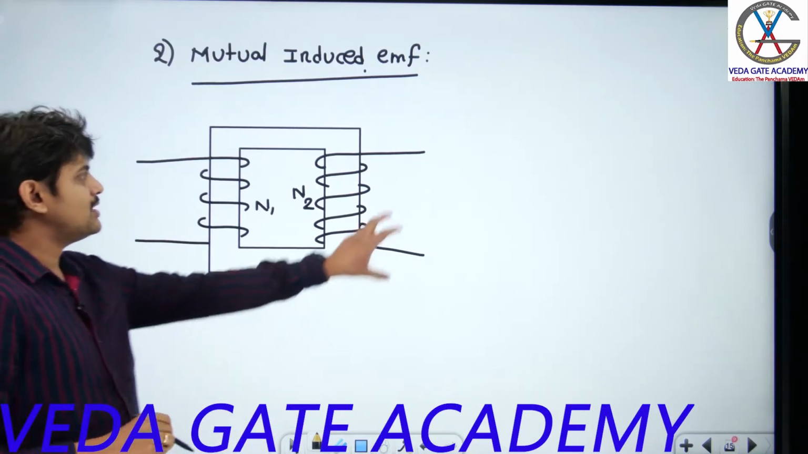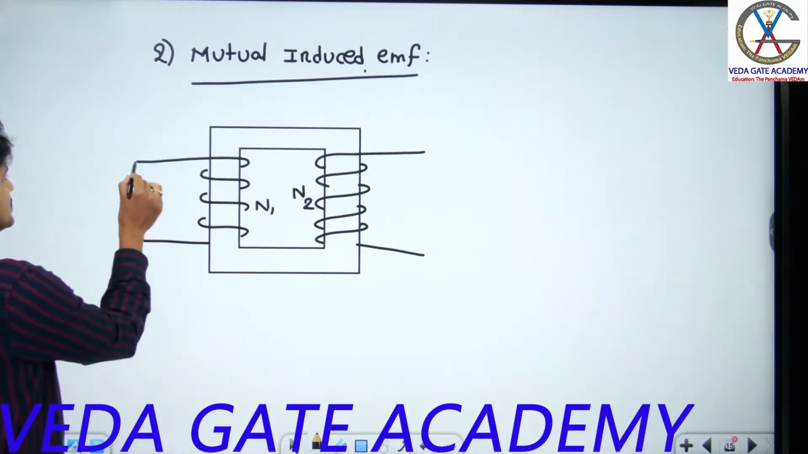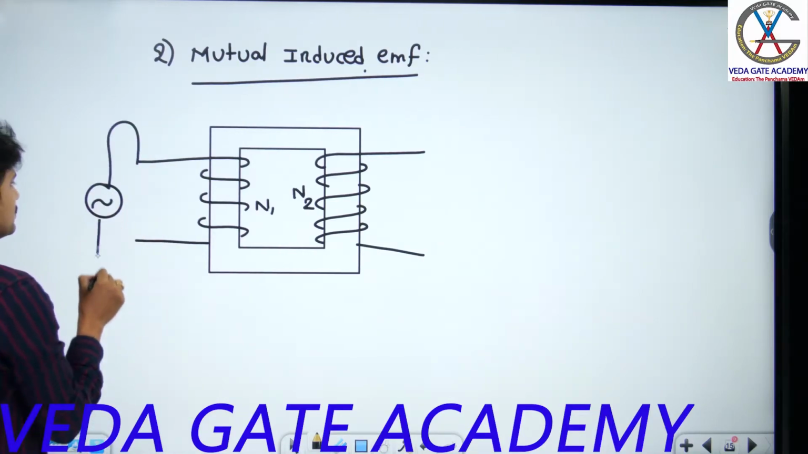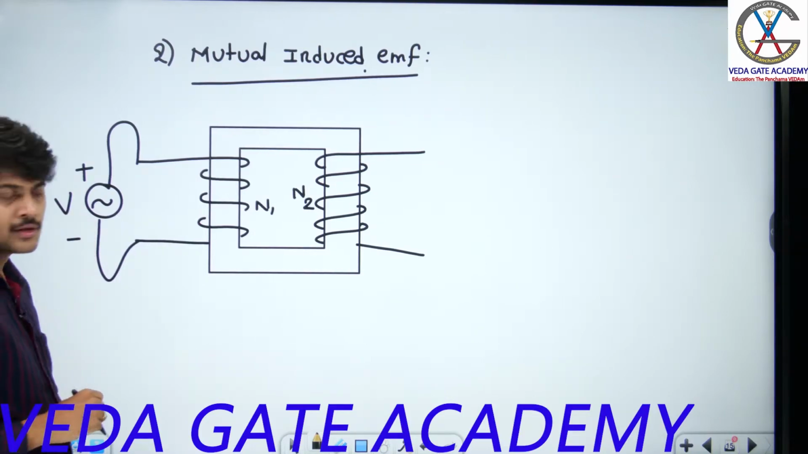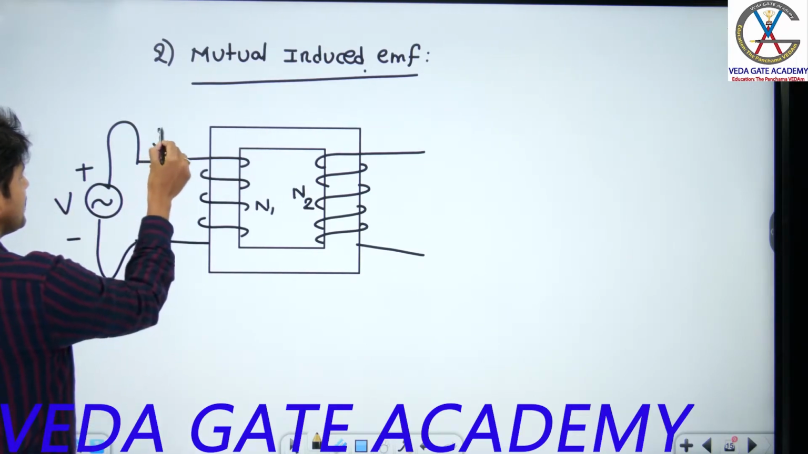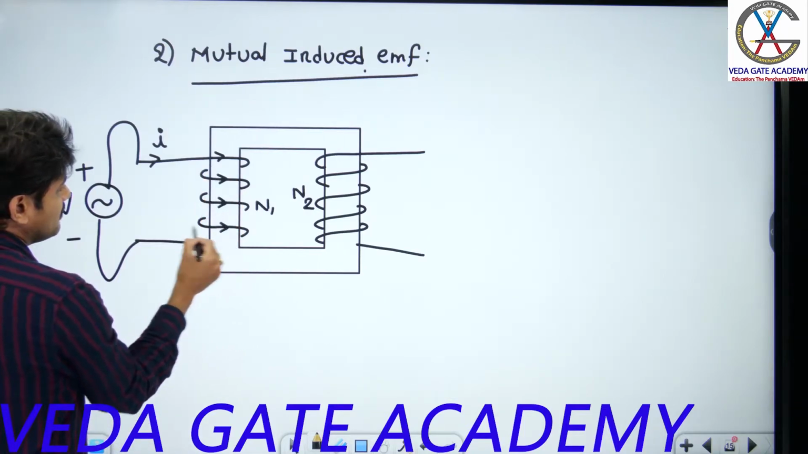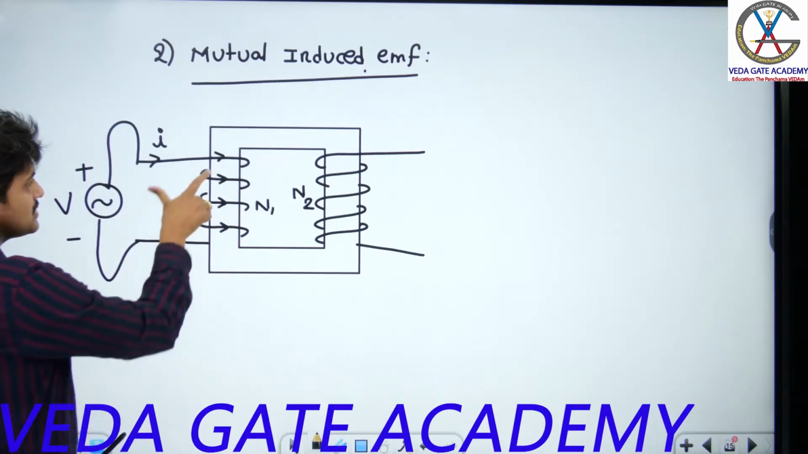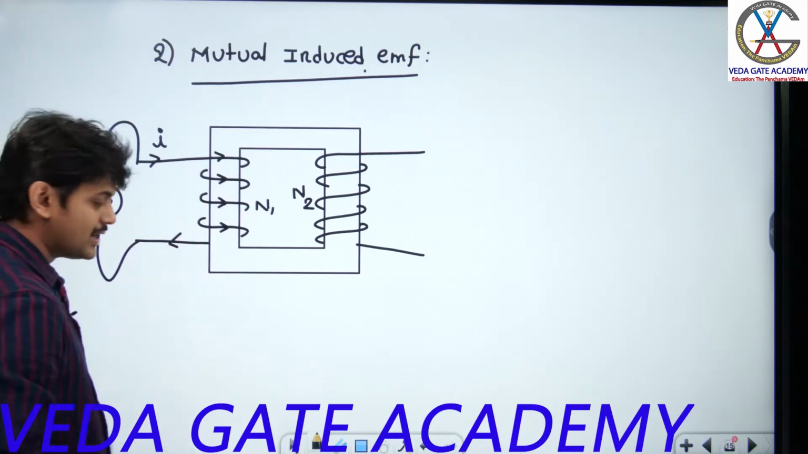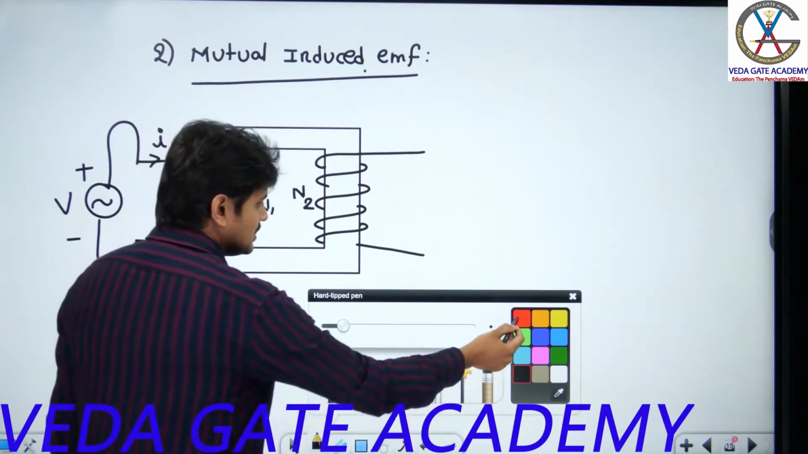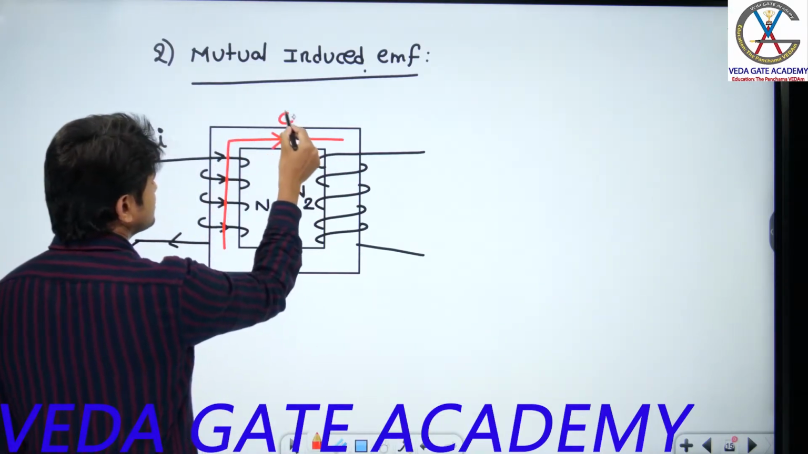Assume that I am not going to connect anything across coil 2. Now coil 1 is excited by a source. Let us assume this is the plus minus applied voltage. Because of this applied voltage, what will happen? The current will start flowing through the coil having N1 turns. And since we know the direction of this current, I can apply the right hand thumb rule to determine the direction of the magnetic flux line. So obviously the flux will be flowing in this direction.